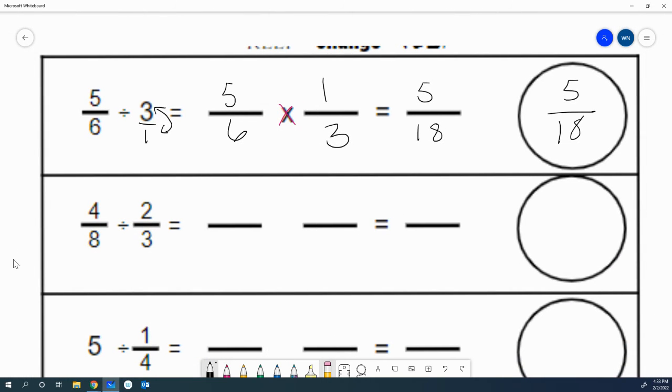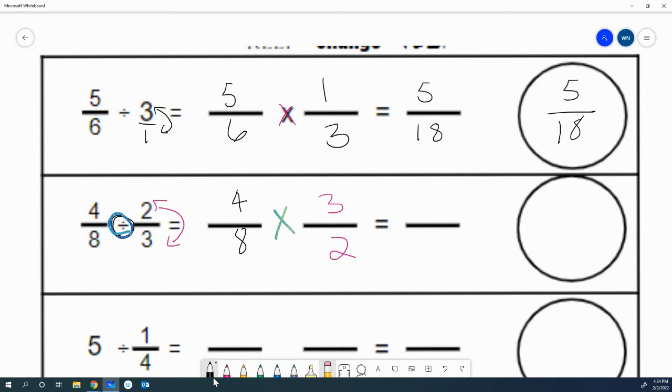Let's go ahead and dive into the next one. 4/8 divided by 2/3. Keep, change, flip. We're going to keep the first fraction. We're going to change that sign. So instead of division, it's going to become multiplication. And we're going to flip the second fraction. So instead of 2/3, we're going to flip that around, and we've got 3/2. So we kept 4/8, we changed it to multiplication, and we flipped 2/3 into 3/2.